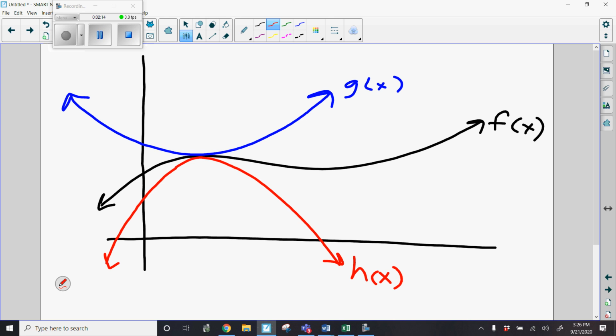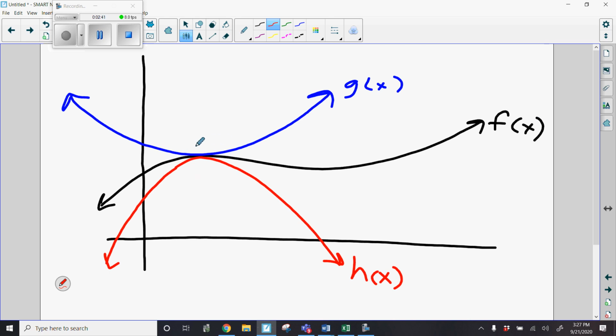So what we're doing is we're pinning f in between these two functions, g and h. And the point that we're concerned about, if you look at my marker here, is this point right here where they kind of all seemingly come together. So if we know about this point on g and we know about this point on h, then we can solve for this point on f as well.